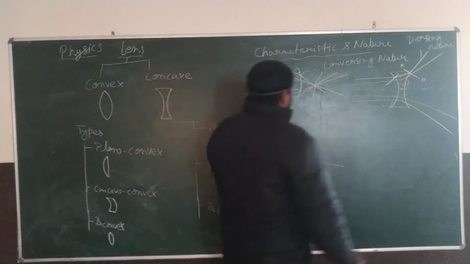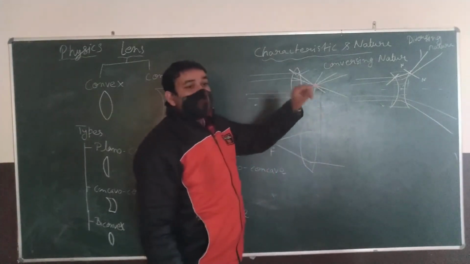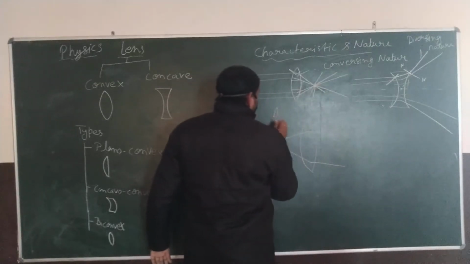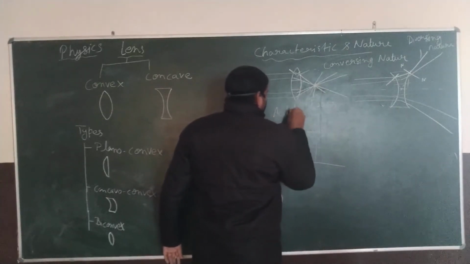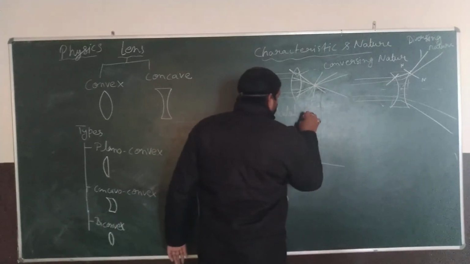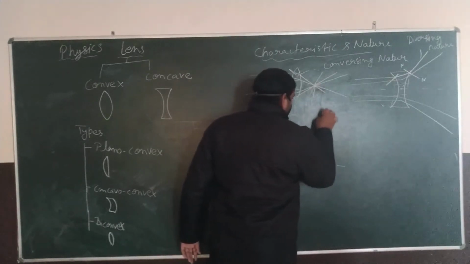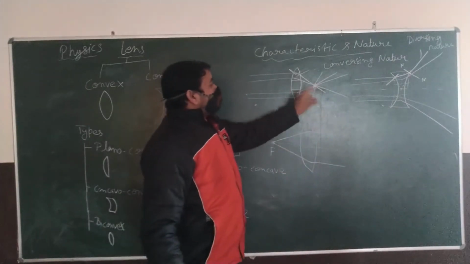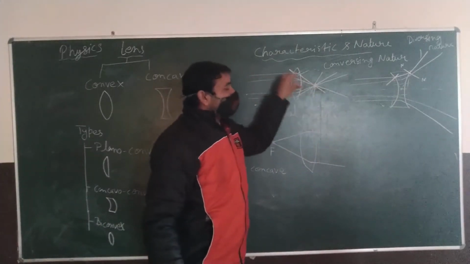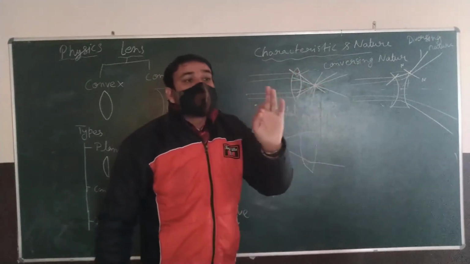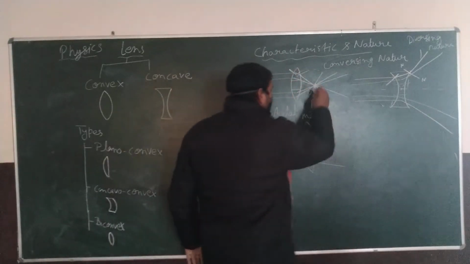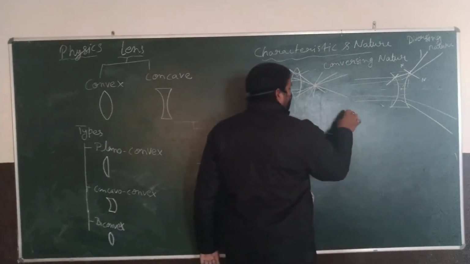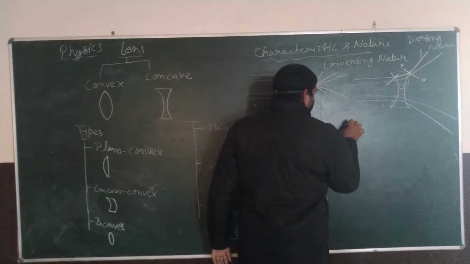Now, here this point is the actual meeting point. Actual meeting means the rays after refraction contract at a single point itself. Hence the focus of the convex lens is called the real focus. Is it clear or not?